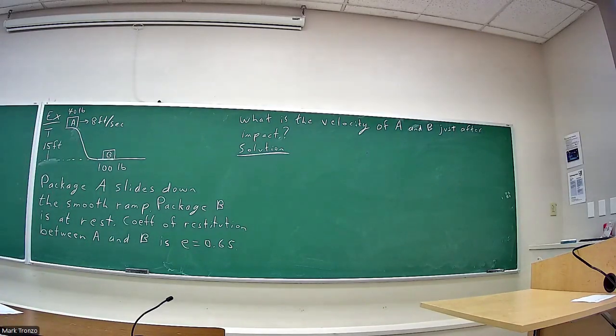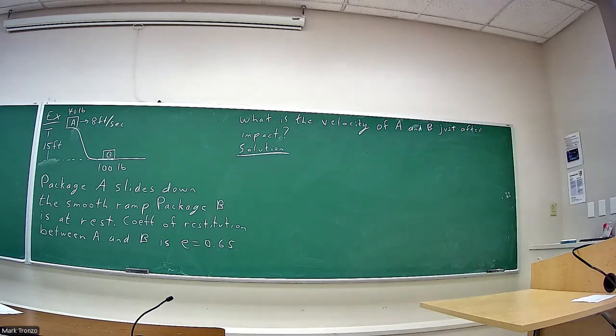So let's take a look at this problem. We have a smooth ramp. We have a package A, which is 40 pounds, starting at 8 feet per second. And it slides down the smooth ramp 15 feet. It impacts B, and B is at rest. The coefficient of restitution between A and B is 0.65. What's the velocity of A and B just after impact?